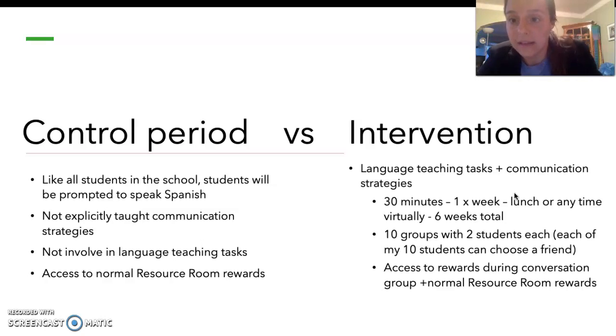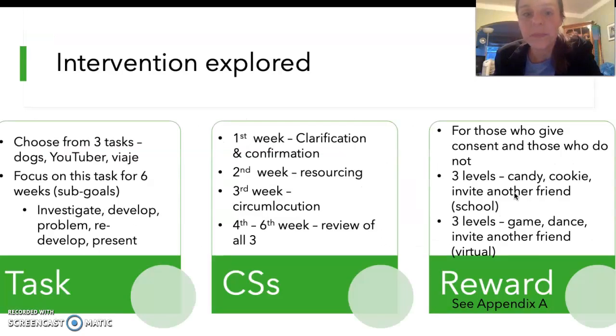But my students and their friend and myself will meet once per week for 30 minutes. And if we're in school, this will be during the lunch period. And if we're not, this will be at a virtual time that we collaborate on. So I'll have 10 groups of students with 2 students in each group. And the students will have access to rewards during this conversation group, in addition to their normal resource room rewards.